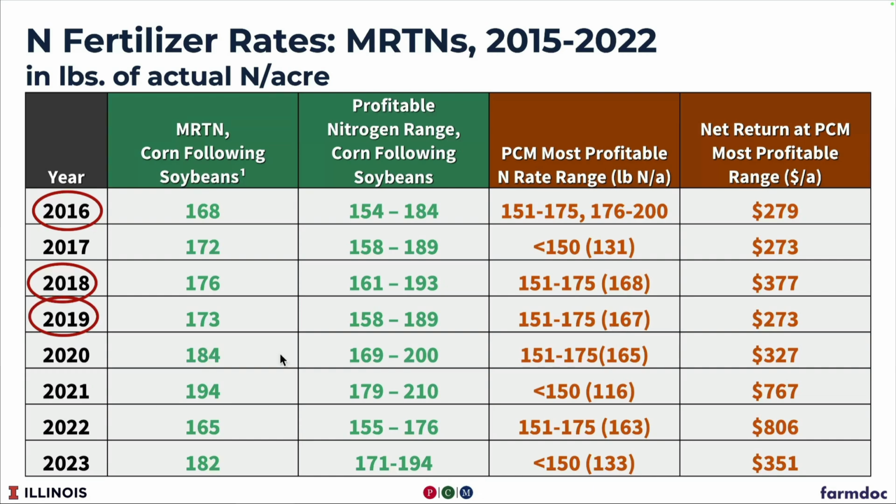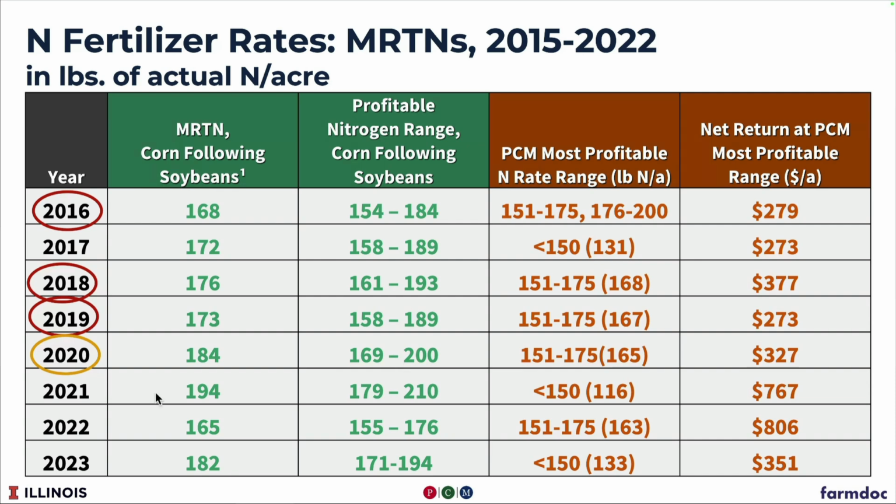2020, the value was 184. The MRTN nitrogen rate range was 169 to 200. And the actual value was, again, in the 151 to 175 pounds per acre. The actual value was 165. That's so close to the 169 that it predicted. And I mean, there is slop in our values here. Of course, there is this value, 165, and there's numbers on either side of that. I think that that's good enough to say that 2020 did a good job of estimating that. So I circled it in yellow.